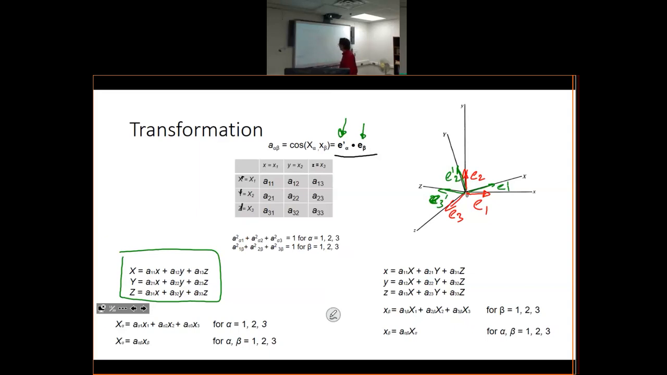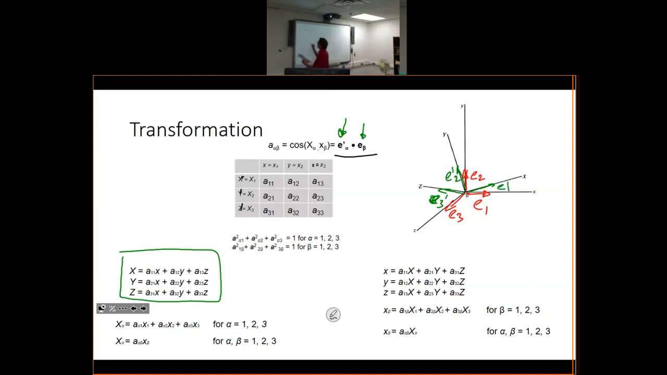reproduce the so-called transformation of the vectors coming from the unprime to prime coordinate system, or small letters to capital letters. Why do I stress so much? Because the problem number 3 of your homework is exactly giving that problem.